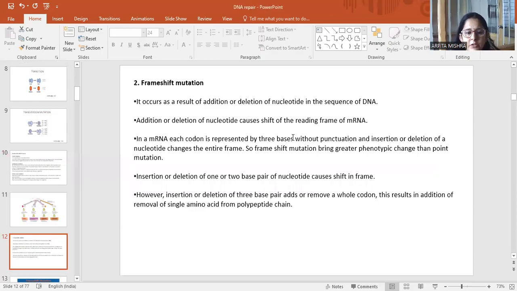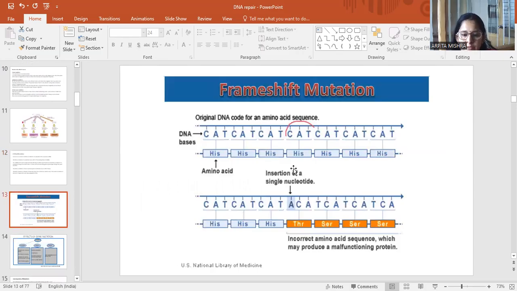It occurs as a result of addition or deletion of nucleotides in the sequence of the DNA. The addition or deletion of a nucleotide causes a shift in the reading frame of the mRNA. In an mRNA, each codon is represented by three bases, without punctuation. An insertion or deletion of a nucleotide changes the entire code. This is the reason why frameshift mutation brings greater phenotypic change than point mutation.